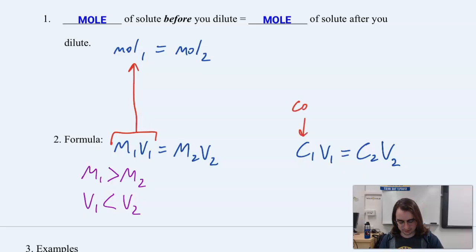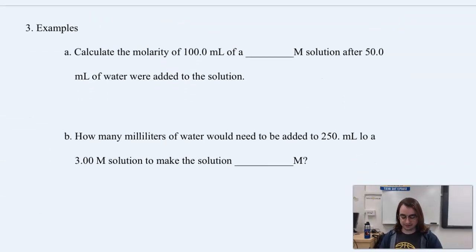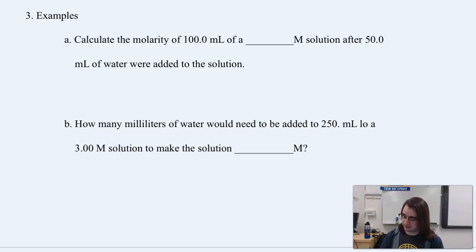And this is just kind of a more general version, because there are other ways that we can calculate concentration, but for the most part, we're dealing in molarity. Just keep that in mind. Let's do a little practice. Calculate the molarity of 100 milliliters of 2.37 molar solution after 50 milliliters of water were added to the solution.